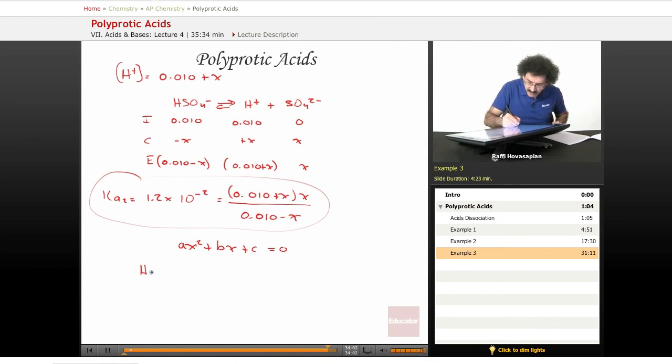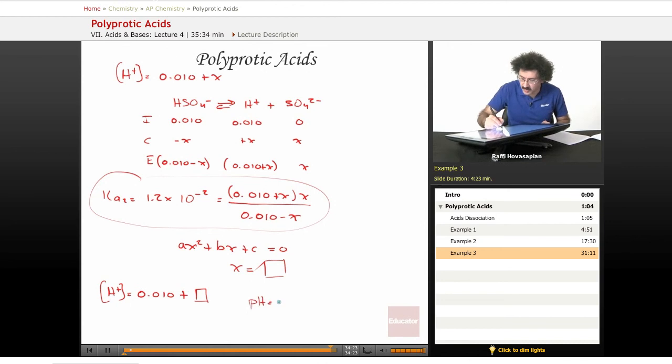So, when you get X, you're going to get X equal to some number. We'll just put a little box there. Your final hydrogen ion concentration is going to equal the 0.010 plus this boxed number, and your pH is going to equal the negative log of your final hydrogen ion concentration. And that's it. So, for polyprotic acids, treat them like any other equilibrium.